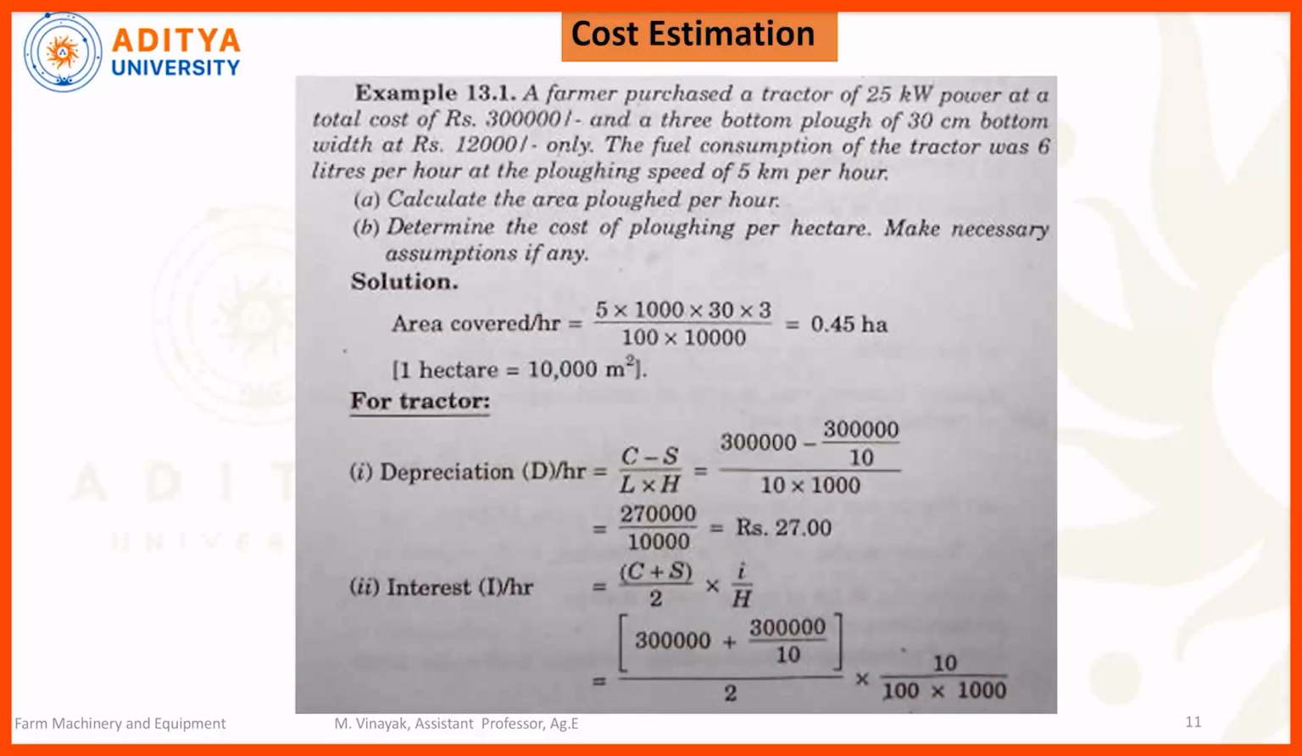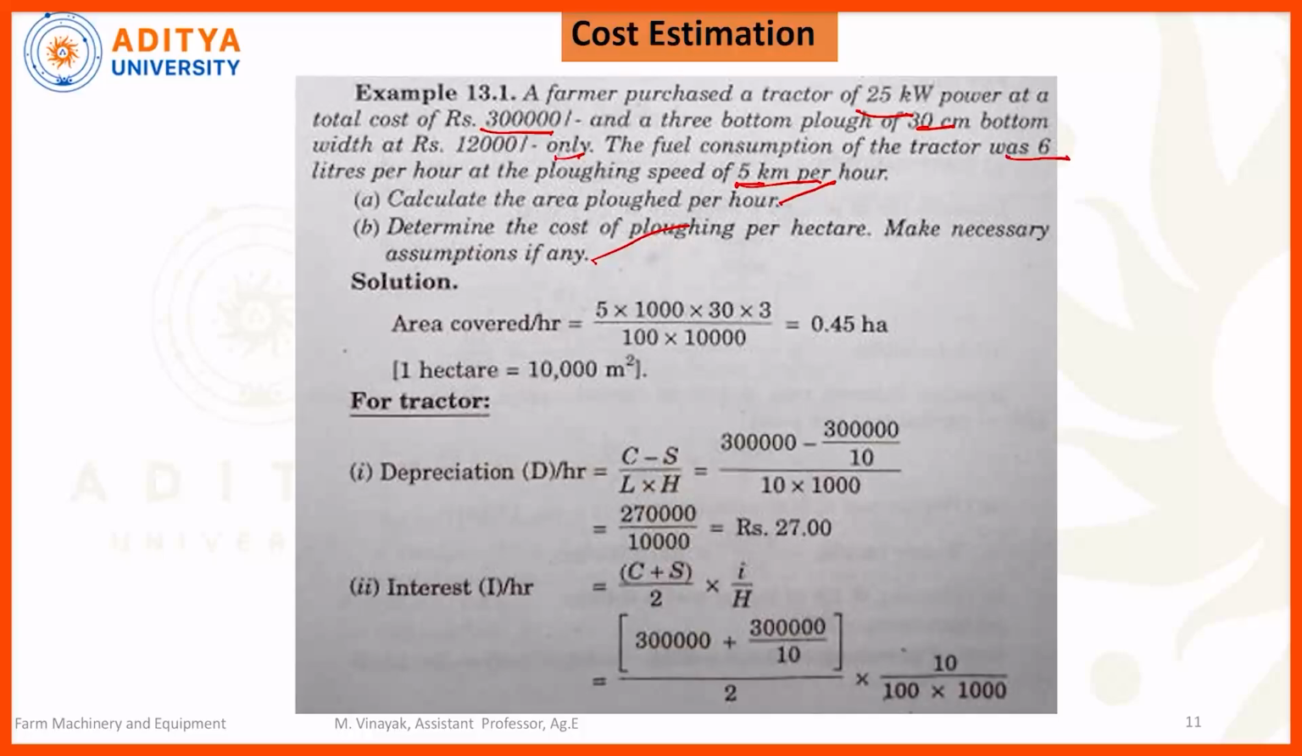So, the next one is the cost estimation of tillage implements. Here we can see one numerical regarding this. A farmer purchased a tractor of 25 kilowatt power at a total cost of 3 lakhs and a 3 bottom plow, 30 centimeter bottom width, at 12,000 rupees only. The fuel consumption of the tractor was 6 liter per hour. The ploughing speed is 5 kilometer per hour. Calculate the area ploughed per hour as well as determine the cost of ploughing per hectare. Make the necessary assumptions.